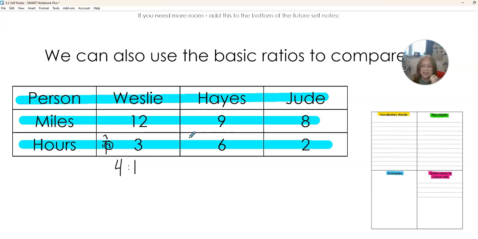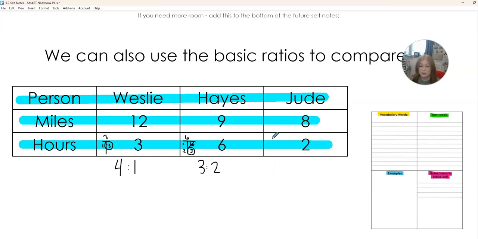Now let's look at Hayes. Let's list factors of 6. So 1 and 6, 2 and 3. 9 can't divide by 6, but it can divide by 3. So 3 is their GCF. So 9 divided by 3 is 3. 6 divided by 3 is 2. So we can see Hayes and Wesley did not run equivalent amounts.